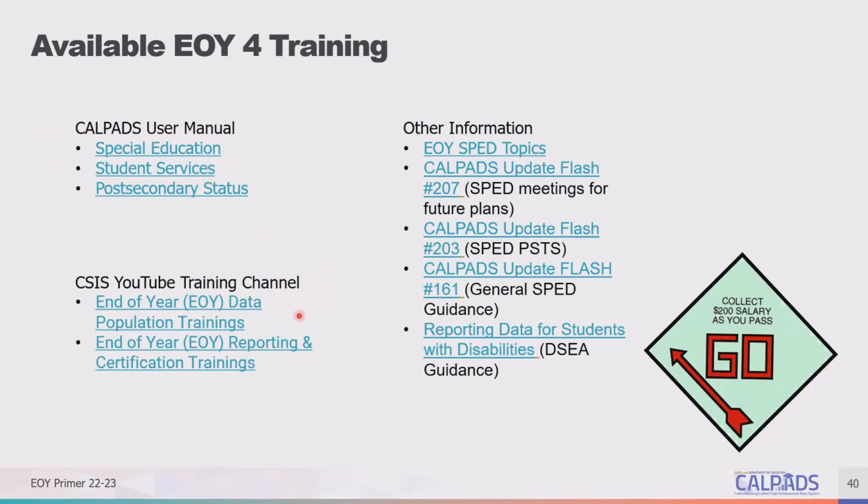We've got the CSIS YouTube training channel. I think Nate did a fantastic job of pointing out how these data population training playlists can be helpful for you for specific file types. And then the reporting and certification trainings are available on the CSIS YouTube training channel, as well as the Bridge LMS. We've also got CALPADS flashes and FAQs for guidance regarding reporting your students with disabilities in EOY 4. The DSEA guidance can be particularly helpful for staff to determine who to report as the DSEA.